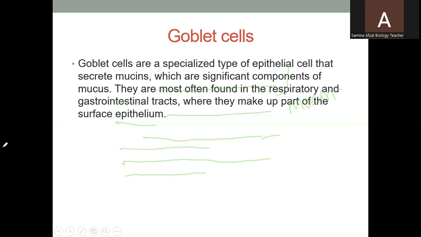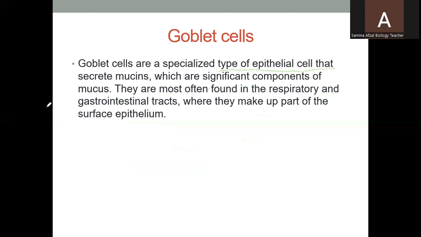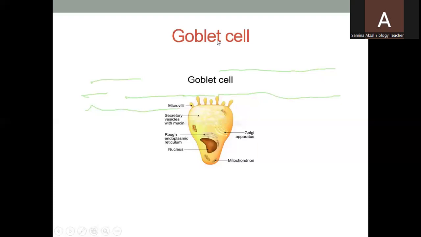Now, first of all, we discuss the goblet cells. They are specialized types of epithelial cells that secrete mucin. Mucin is an important component of mucus, and mucus plays a very important role in capturing microorganisms and dust particles, often found in the respiratory and gastrointestinal tracts, where they make up part of the surface epithelium. So they are present on the surface epithelium.